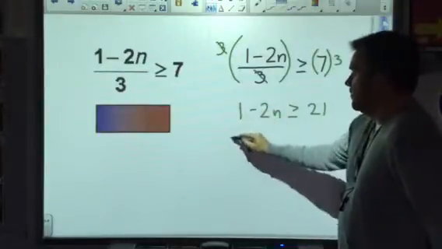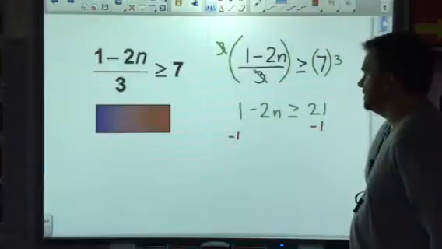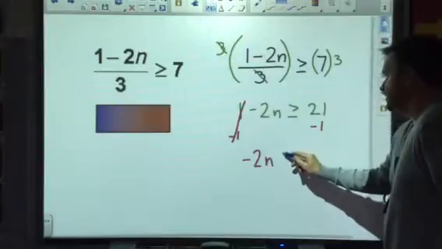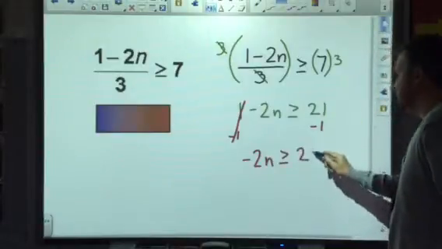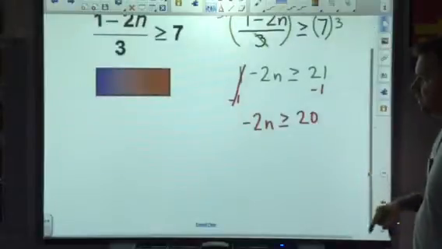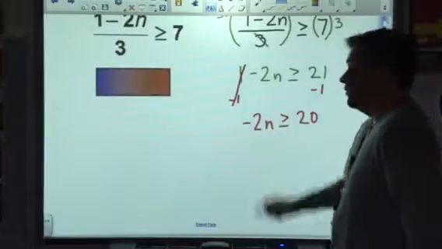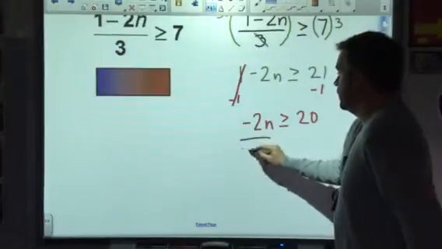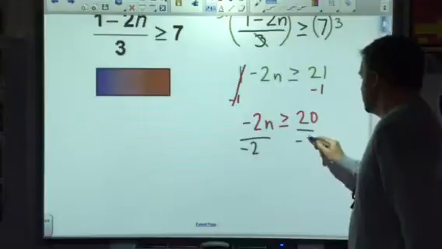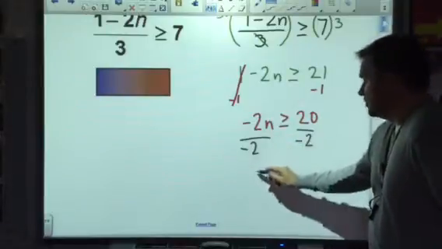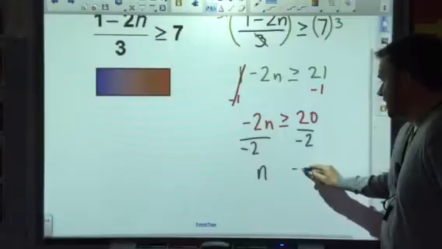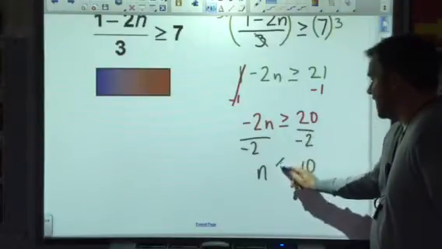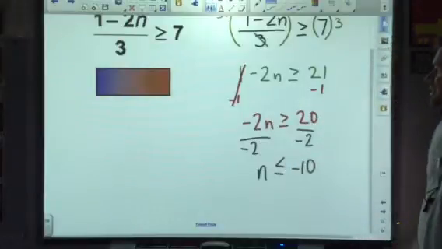Going to get rid of this 1 by subtracting 1 on both sides. Those will cancel out. We're left with negative 2n is greater than or equal to 20. I really hope at this point you're looking ahead and saying, wait a minute, what are we going to do? We have a negative here. And in fact, we're going to have to divide both sides by negative 2. Okay, we're left with n, and we're left with negative 10. And you should know already that we need to reverse our sign because we divided both sides by a negative.